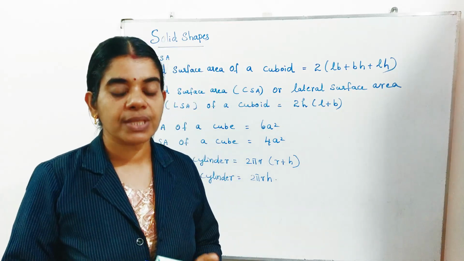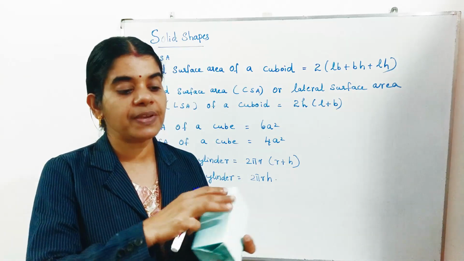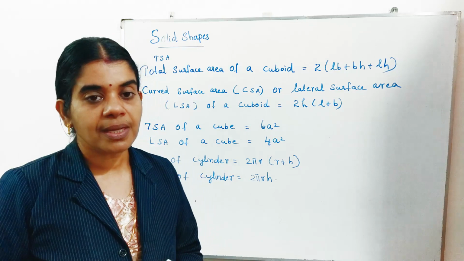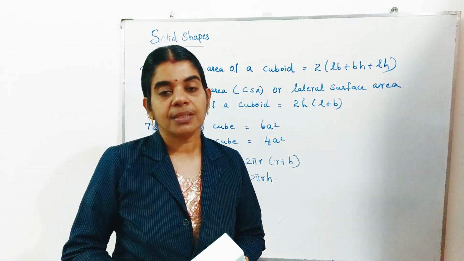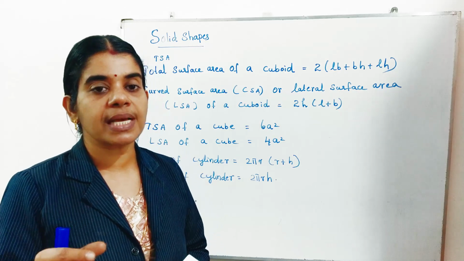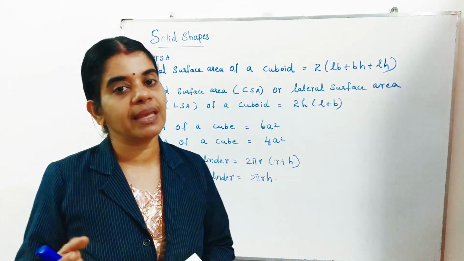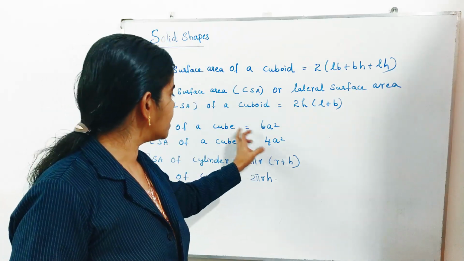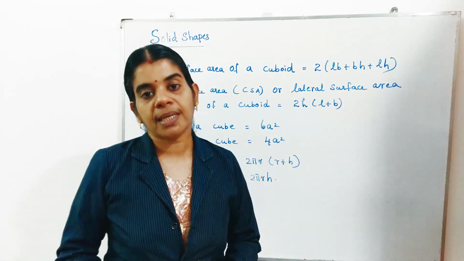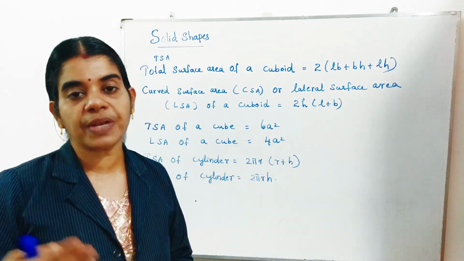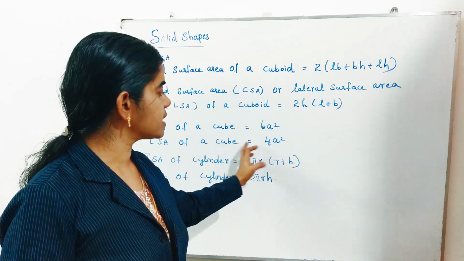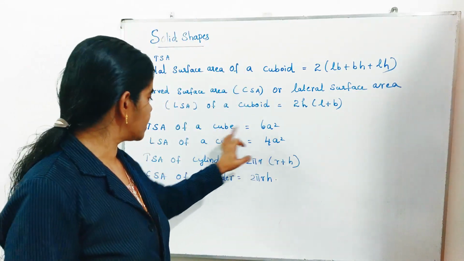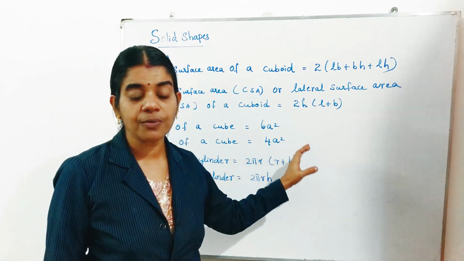Next we are discussing the cube. In a cuboid all the faces are rectangles, but if we make it equal, then all the faces are squares. How many faces does a cube have? 6 faces are there. If one side is A, then A square will be the area of one face. Like that 6 faces are there, so 6A square will be the total surface area of the cube. I told you that lateral or curved means we remove 2 faces, so the remaining 4 faces' area will be 4A square. TSA of a cube is equal to 6A square. Lateral surface area of a cube is equal to 4A square.